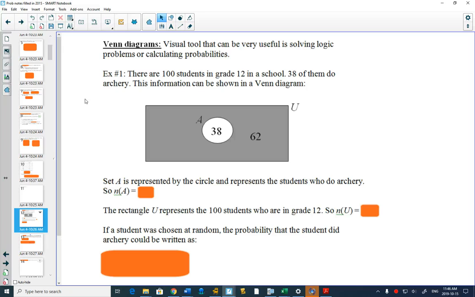So a tool that we use in probability to help us visualize statistics is something called a Venn diagram. Here's our first example. There's 100 students in grade 12. 38 of them do archery.